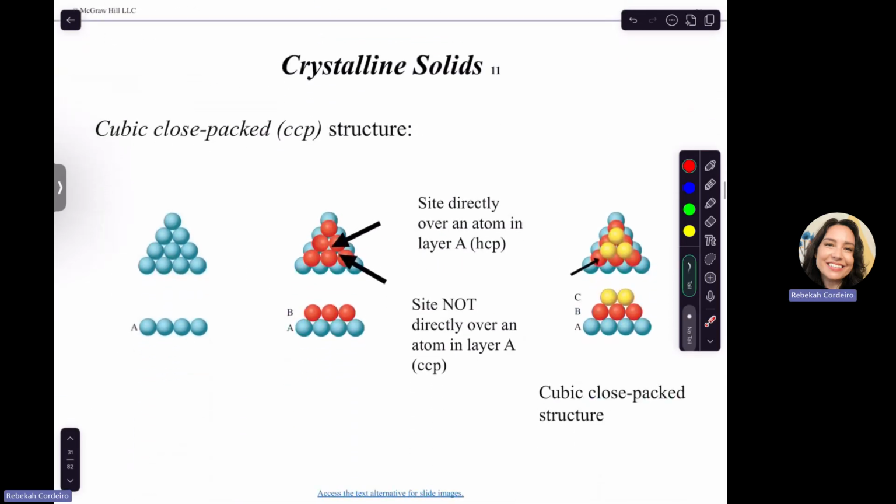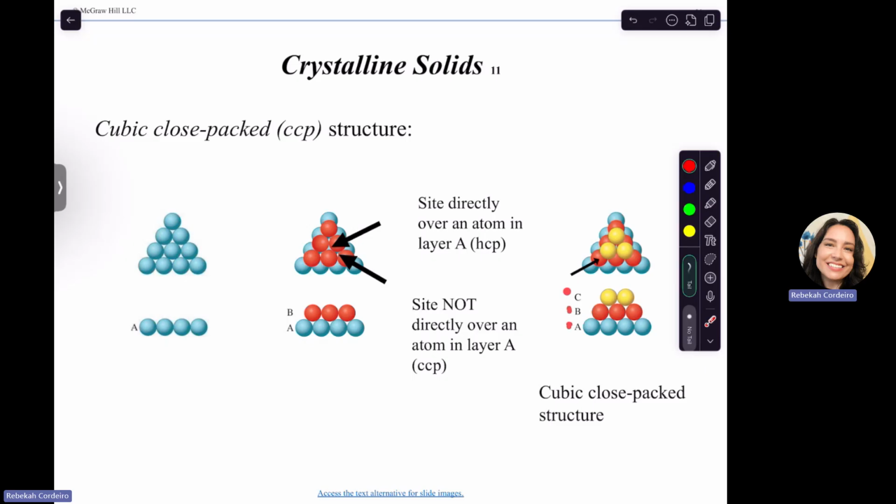Cubic close packed is the third one, and it's different. It looks the same here, but it's actually not directly over the A. So I think the image here might be a little bit off, but I have a simulation for you that will definitely help with this.